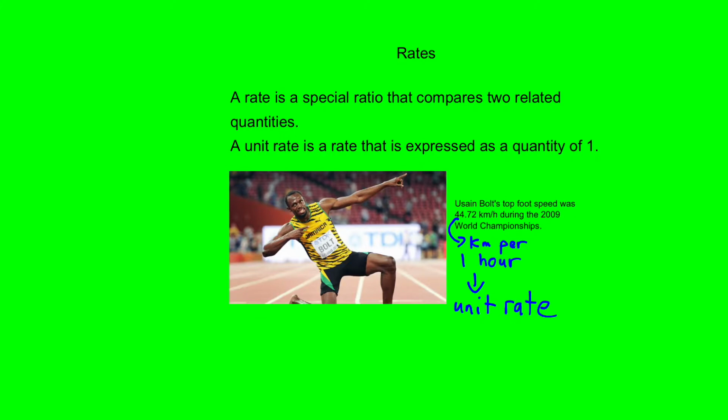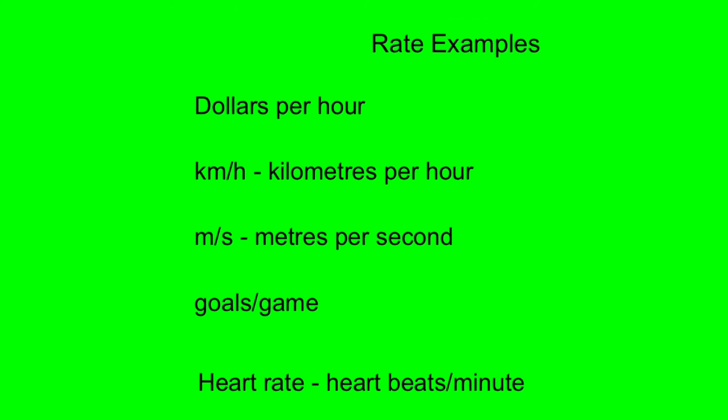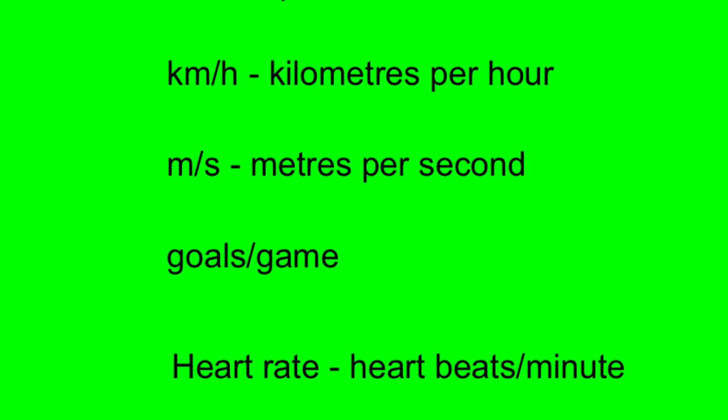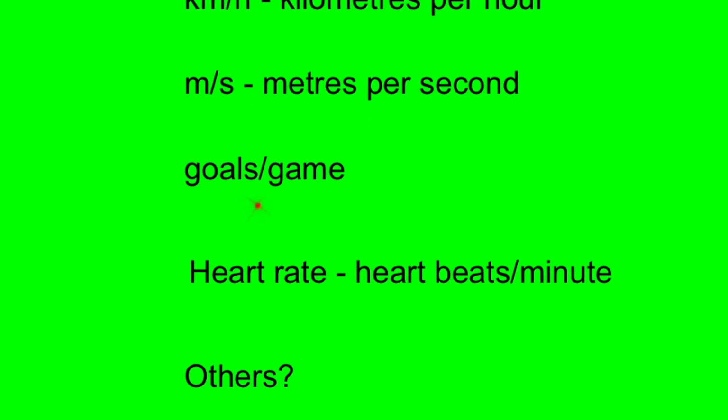We talked a little bit about some of the kinds of unit rates there are out there. You get a part-time job, you'll be concerned about dollars per hour. Driving on the highway, kilometers per hour. Running races, and with the Olympics right now, a lot of races are measured in meters per second. If you follow hockey, goals per game. We talked about heart rate, your heartbeats per minute.